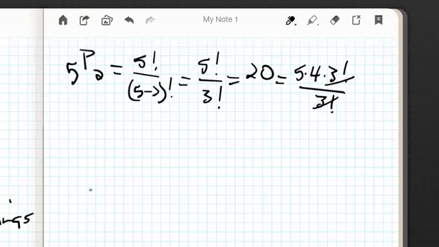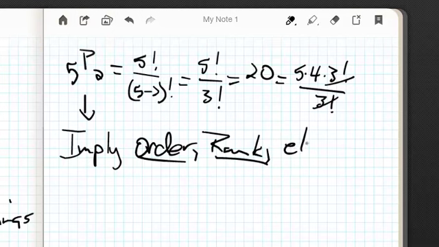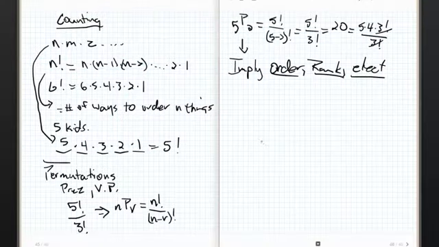Okay? Now that's permutations. Permutations always imply order, rank, elect. You getting the point? If you are ordering, ranking, electing the things, the subset that is coming out of the whole set, then you're doing what's called a permutation, or you're permuting. The other way is combination.